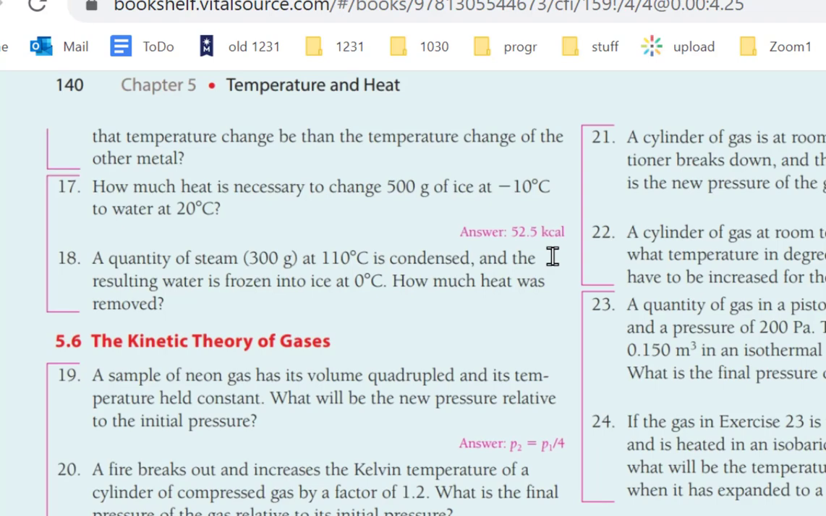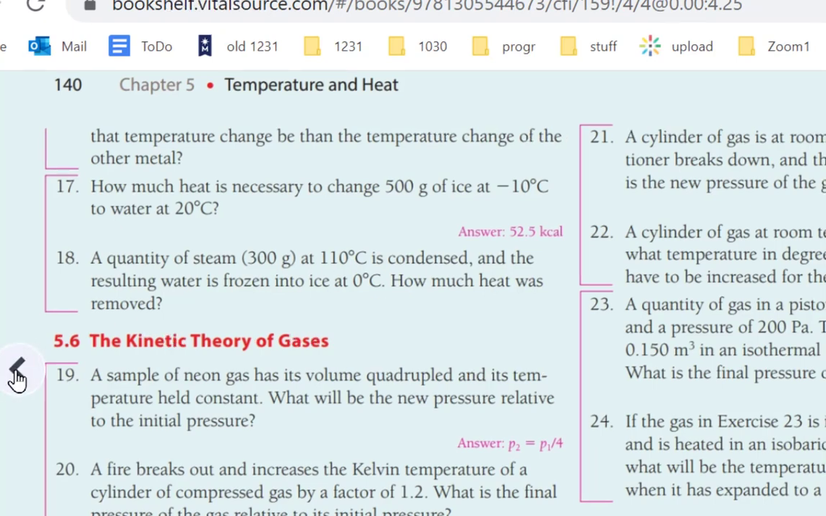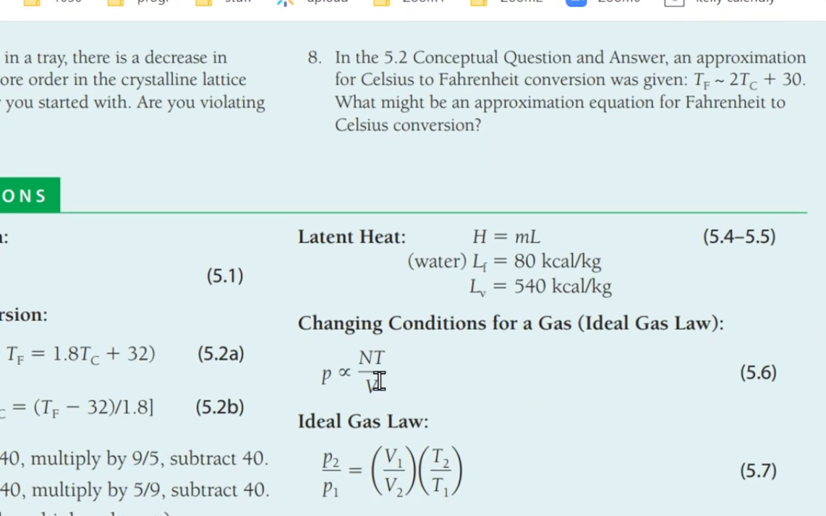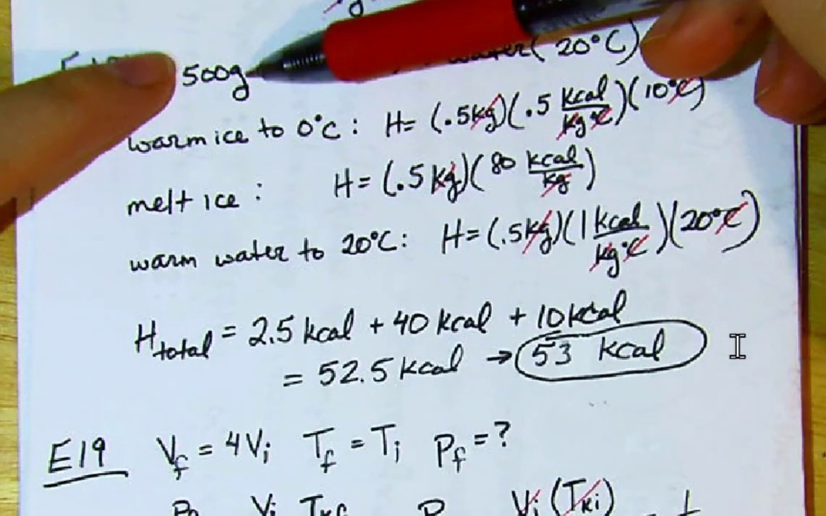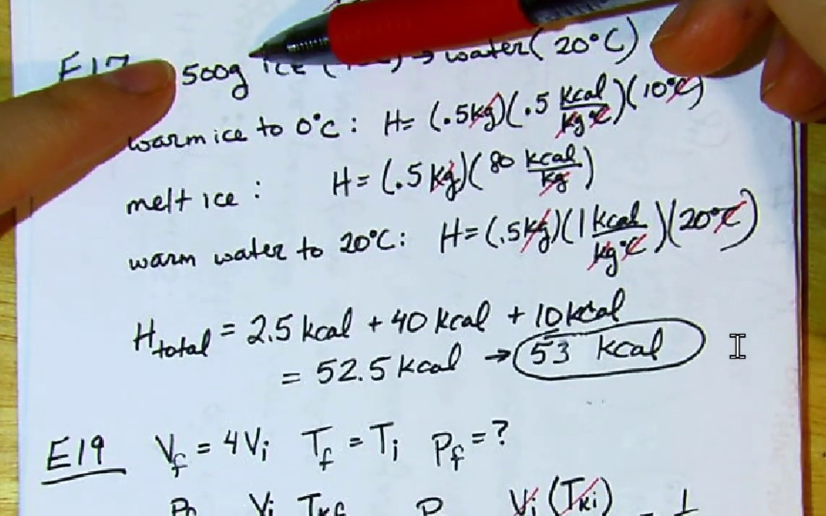While we are increasing the temperature of the ice and the water, we can use the specific heat equation that we just used. But while we are actually doing the melting, we have to use the latent heat equation right here. And since we are doing melting, we will choose LF, the latent heat of fusion. The LV here would be for boiling or condensing. The LF is for freezing or melting. So we have 500 grams, which is going to be 0.5 kilograms.